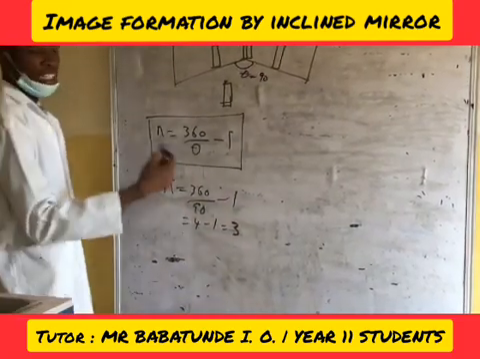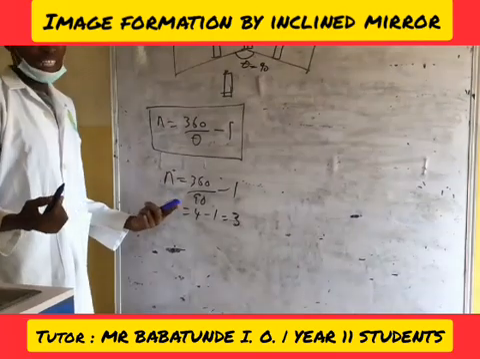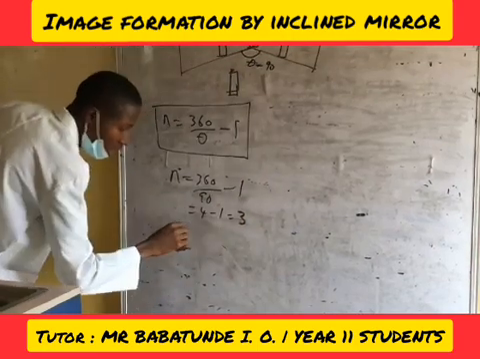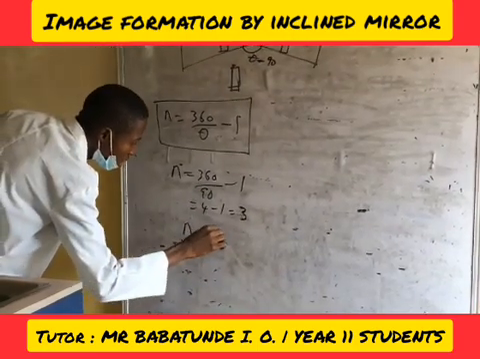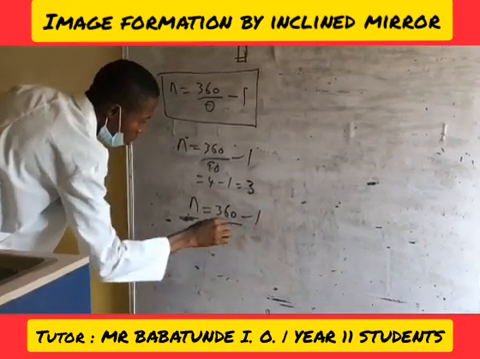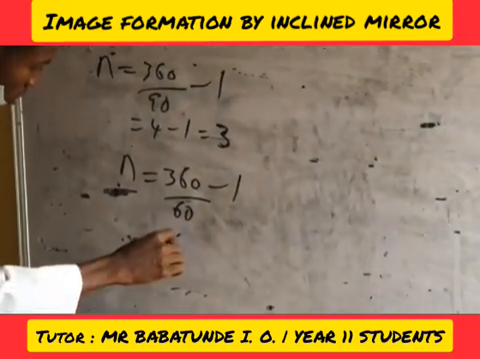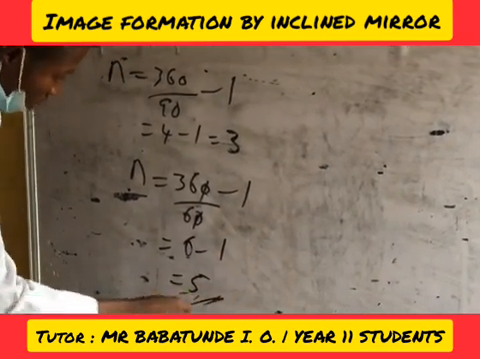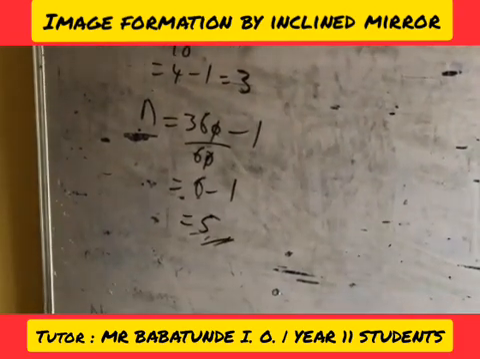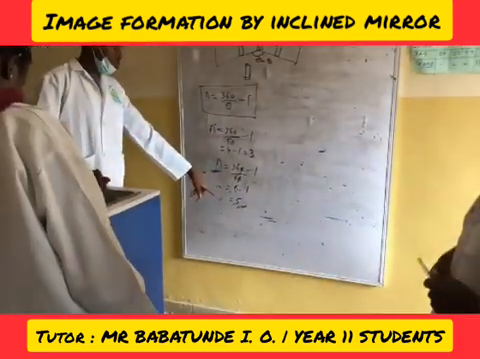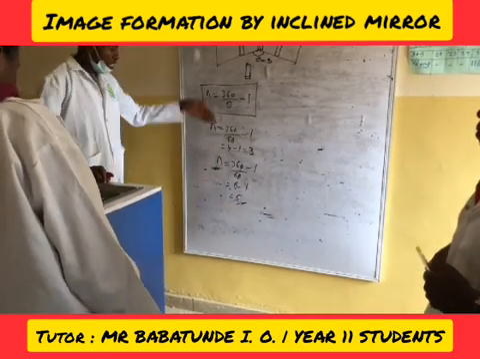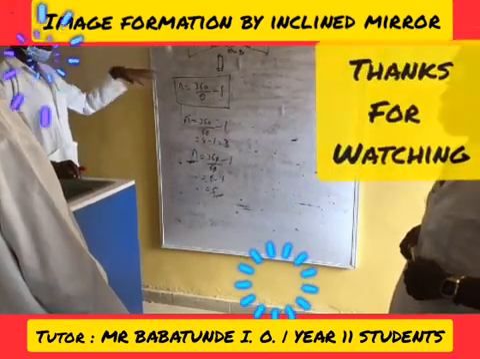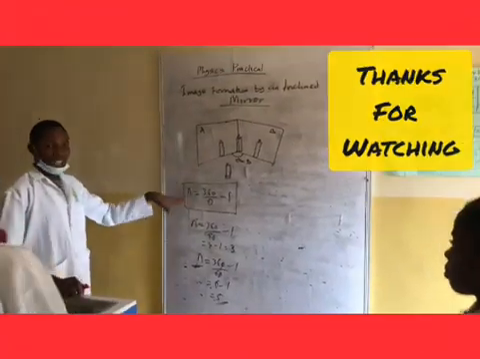When the angle is lesser than 90, let's pick one. Give me any angle that is lesser than 90 degrees. 60. So when it's 60, N equals 360 over 60, minus 1. That will be 6 minus 1. The answer is going to be 5. So if they are placed at an angle of 60 degrees to each other, the number of images formed will be 5. As the angle reduces, the number of images increases. So this is the formula we use to determine the number of images formed by an inclined mirror.